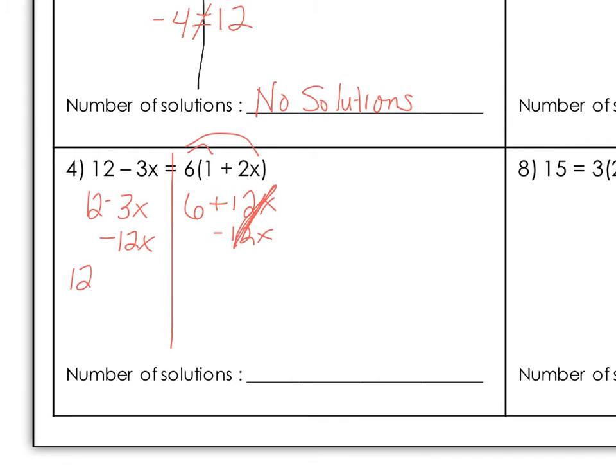On the left, I'm left with 12 minus 15x equal to 6. I can stop right here. I know there is going to be one solution because the variable term was eliminated from one side but not the other side. So one solution.